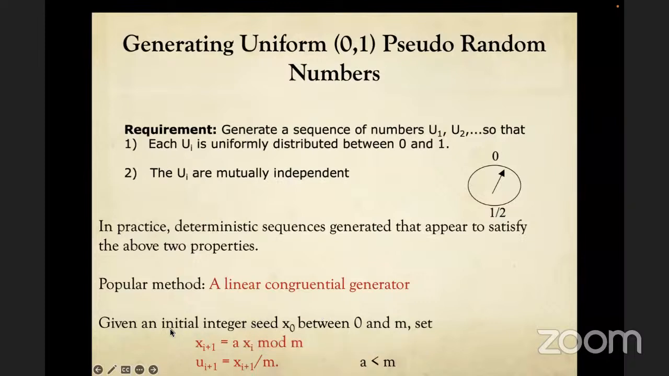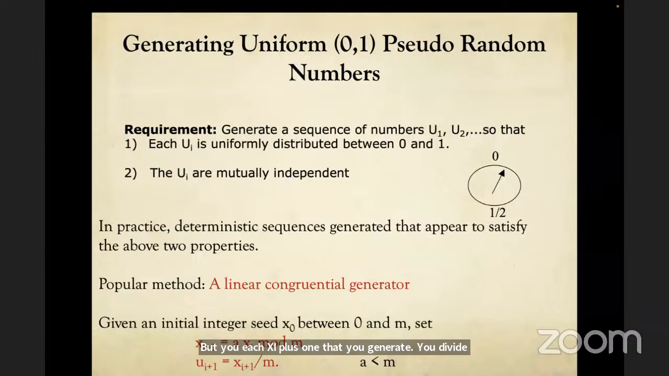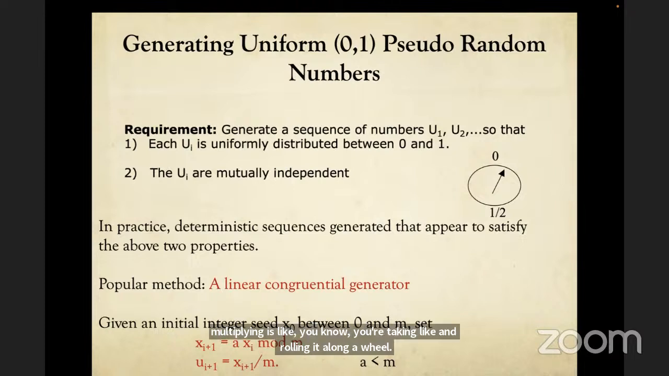In any case, what's hidden behind this is that each x_{i+1} that you generate, you divide by m, and that gives you a uniform number. Now you feed that x_{i+1} again in the above equation, multiply by a, take modulo m. Multiplying by a is like taking x_i and rolling it along a wheel. When it goes round and round, that's divided by m, and that gives you the next number. So that's the broad idea.